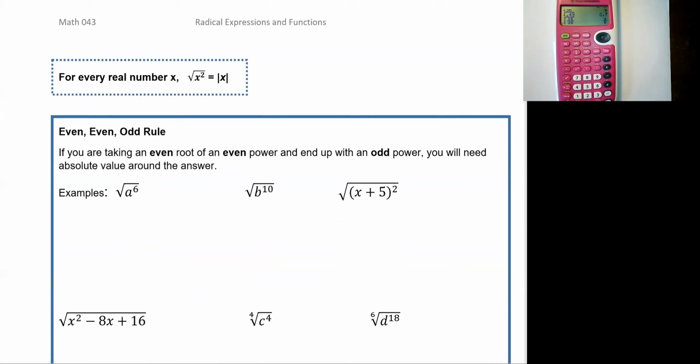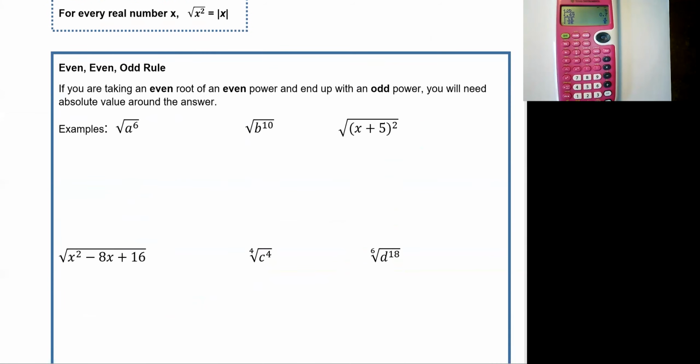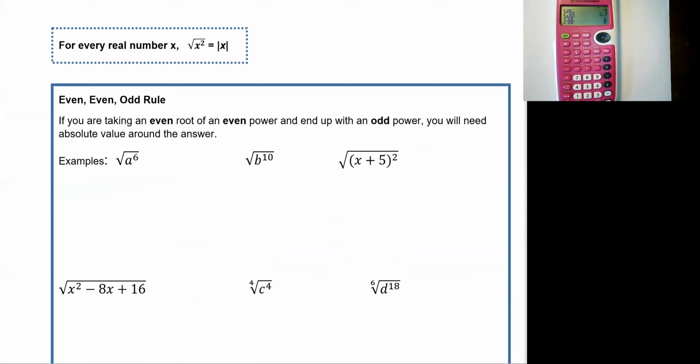All right, this next section is a little more information than we need right now, but just follow along and kind of look for a pattern. So for every number x, the square root of x squared is equal to the absolute value of x. And I like to call this the even, odd rule. So if you are taking an even root of an even power and end up with an odd power, you need absolute value around the answer.